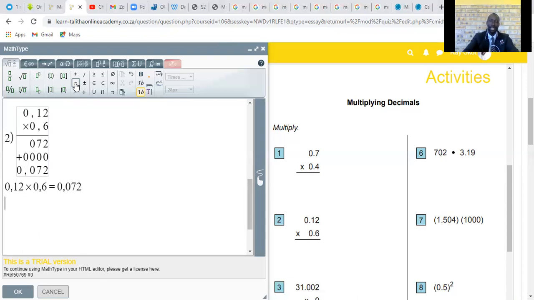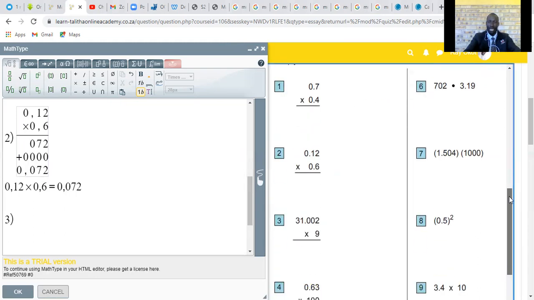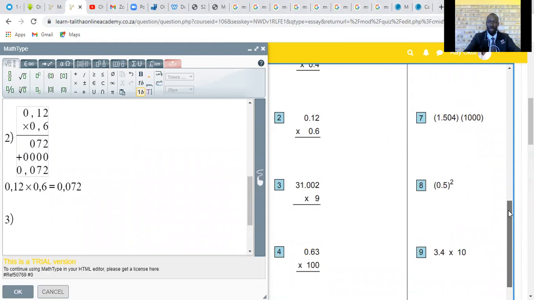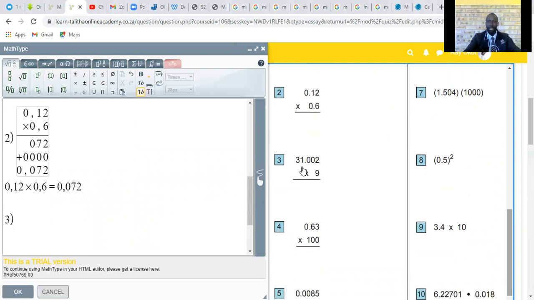Well, still under activity 1, we are now moving to question 3. Yes, question 3 of activity 1. In question 3 of activity 1, we are supposed to multiply 31.002, okay? We are supposed to multiply 31.002 by 9. Okay, so there we go.